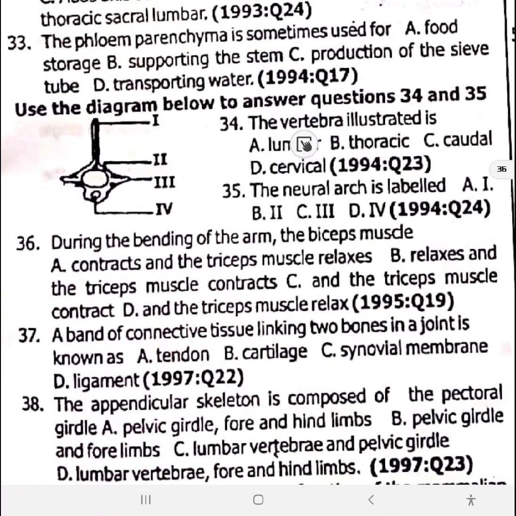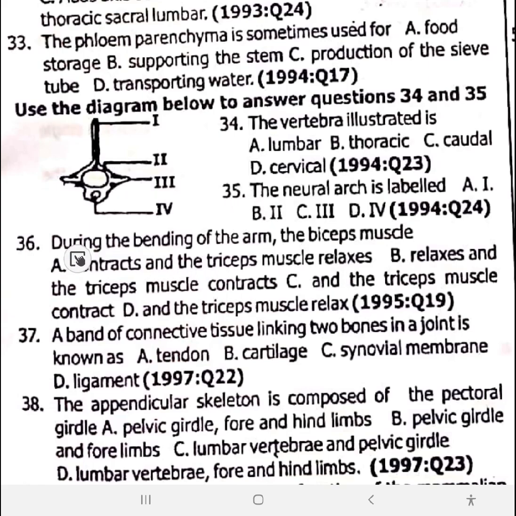34. The vertebra here illustrated is definitely option D, the cervical. You could notice the flattened cervical ribs here. So cervical, 34 is option D. 35. The neural arch is labeled. So 35 is option B. Neural arch here.